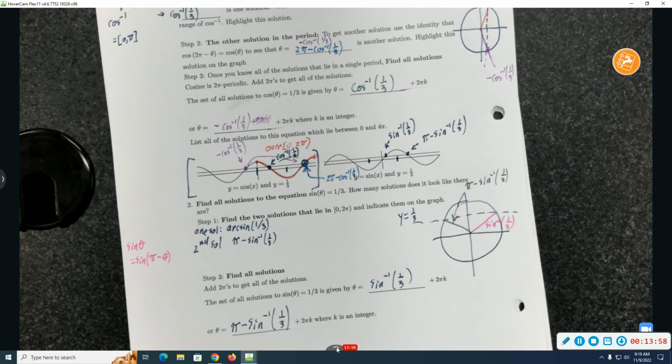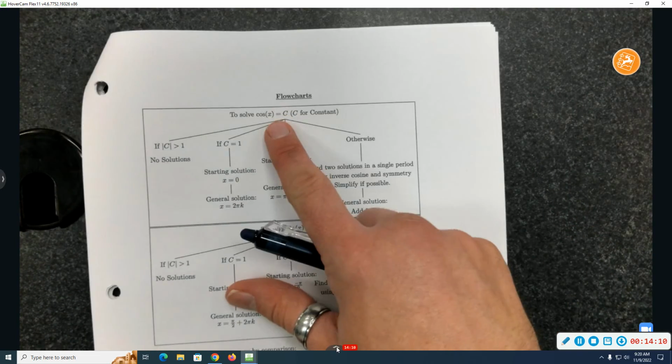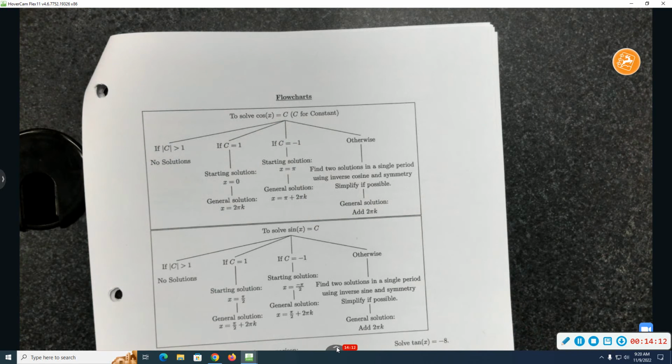Any questions about those ideas? So, on the next page, we're about to see some flowcharts. If you ever want to solve a simple trig function, here's a set of guidance. So let's suppose you want to solve cosine of x equals some constant.